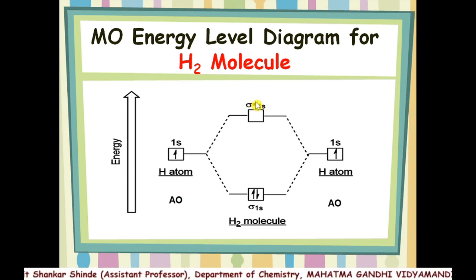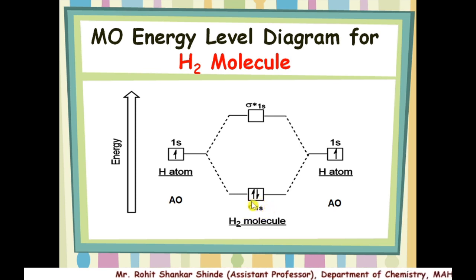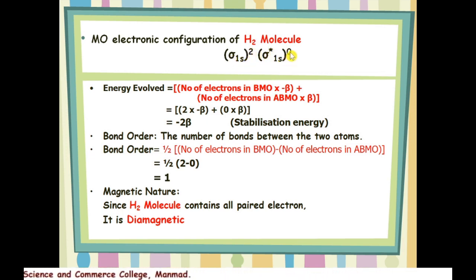After the combination of 2 atomic orbitals, the 2 electrons occupy the lower energy molecular orbital, that is the bonding molecular orbital, while the anti-bonding molecular orbital is vacant. We can write the molecular orbital electronic configuration of the H2 molecule. Since sigma 1s contains 2 electrons and sigma star 1s is vacant, the molecular orbital electronic configuration can be written as sigma 1s2 and sigma star 1s0.